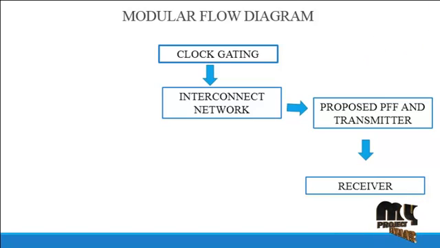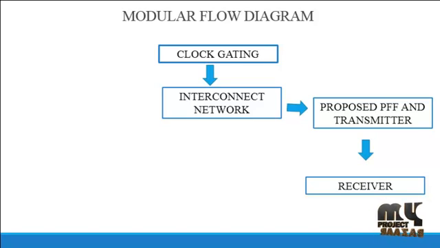This flow diagram consists of various modules: transmitter, D flip-flop, clock gating, interconnect network, receiver unit, voltage generator and register stage. First, the transmitter transmits the signal or data from one end to another. The transmitter unit is connected with the antenna, which excites the alternating current, and then the data is transferred.